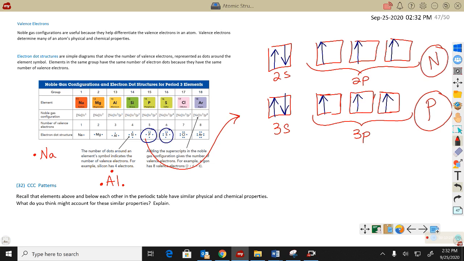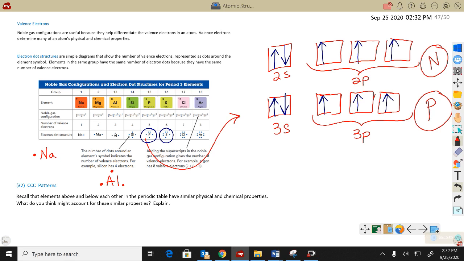The valence electrons, the electrons in the outermost shell, are exactly the same when you have elements that are in a group with each other. Now, the only difference is just the distance from the nucleus. So in nitrogen, we're filling the outermost 2s and 2p, whereas in phosphorus, I'm filling the 3s and the 3p. But otherwise, the arrows in the boxes look exactly the same.